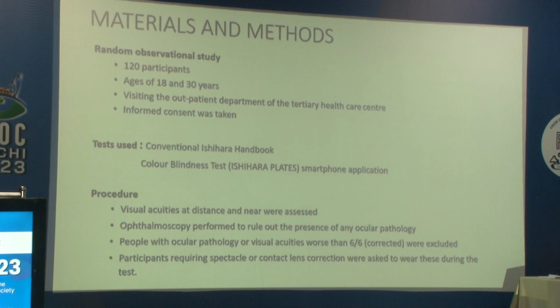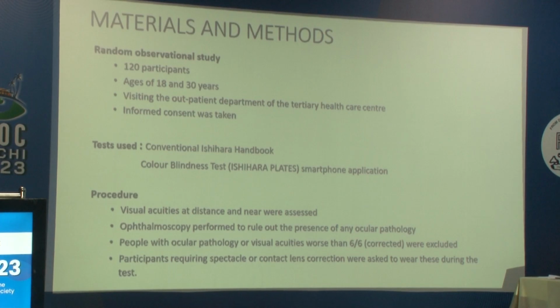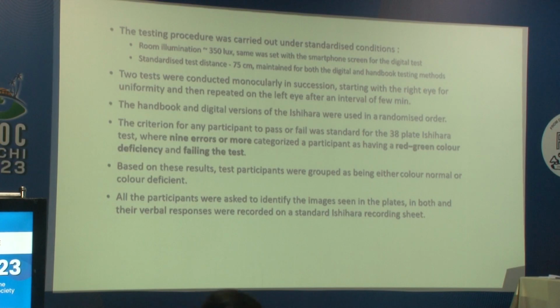In our test, we had 120 randomly selected participants, aged 18 to 30 years, visiting our outpatient department, and informed consent was taken. The tests used were the conventional Ishihara handbook and the Color Blindness Test Ishihara Plates, which is a smartphone application. Visual acuities, distant and near, were assessed. Ophthalmoscopy was performed to rule out the presence of any ocular pathology. People with ocular pathology or visual acuities worse than 6/6 corrected were excluded. Participants requiring spectacles or contact lenses were asked to use them. The testing procedure was carried out under standardized conditions for both.